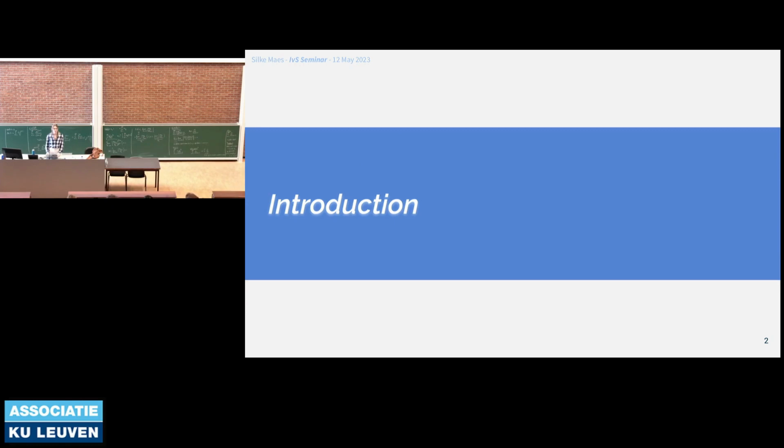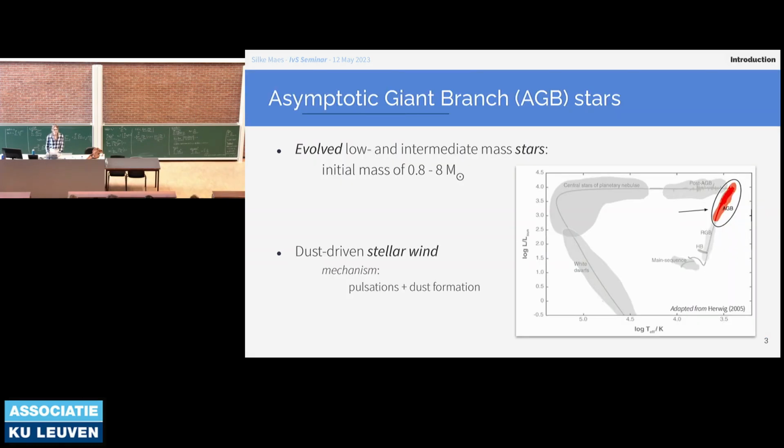So let me first quickly remind you what AGB stars are, for the ones that might have forgotten or for whom it's far in their minds. AGB stars are evolved low and intermediate mass stars, located in the upper right part of the HR diagram. Their most interesting characteristic is that they experience a large stellar wind. We believe this wind is dust-driven, which means that surface pulsations levitate material from the atmosphere of the wind and then launch it into interstellar space.